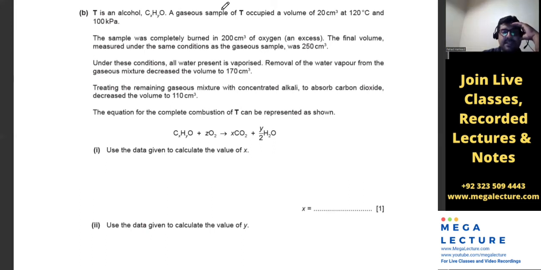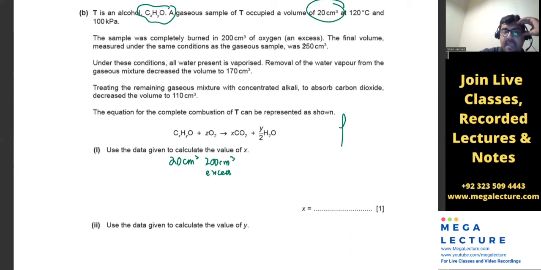So the question is that there's an alcohol, and it's a gaseous sample of 20 cm3. The formula is CxHyO. It reacts with 200 cm3 of oxygen, but that's in excess. So it's not really 200 cm3 that's used, it's something less than 200 cm3. I'm not sure what amount of oxygen is used up. The sample was completely burned, and the final volume was measured under the same conditions, and you have to be very careful.